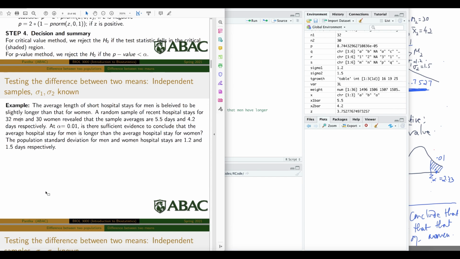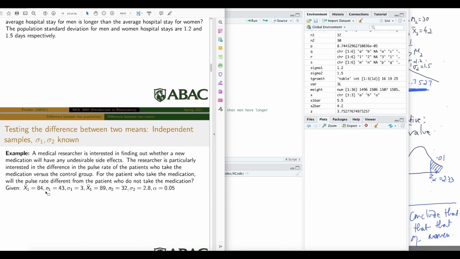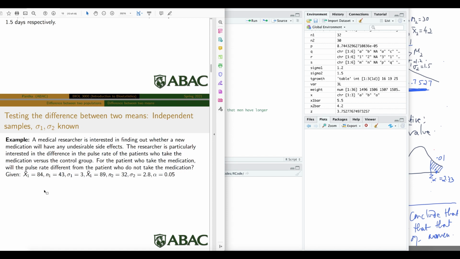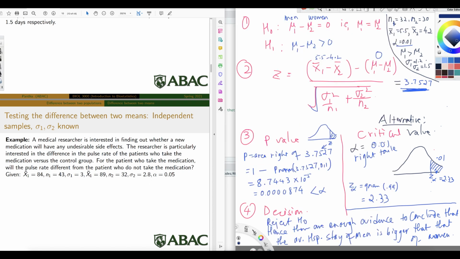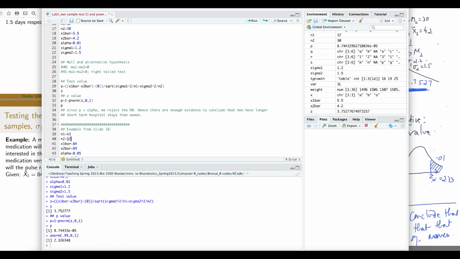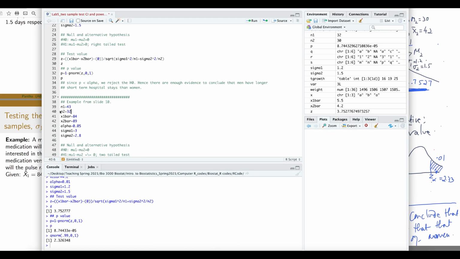Okay. So there is another example here. So exactly similar example. You have x1 bar, x2 bar, n1, n2, sigma 1, sigma 2. That's what we were needing here. And alpha is given as 0.05. So I have done this problem. So in R, how did I do? I did exactly the same thing. N1 is this, N2 is this. I just copied there.